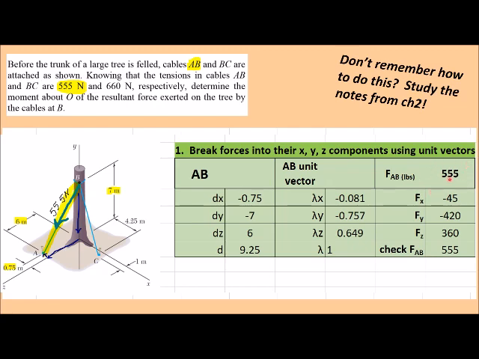So 555 times 0.081, there's our x component. 555 times 0.75, there's our y component and our z component. And you can check to make sure x squared, y squared, z squared gives you back that original force at the end of it.